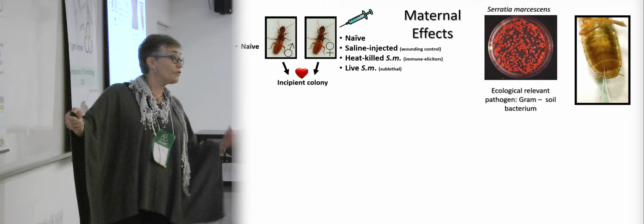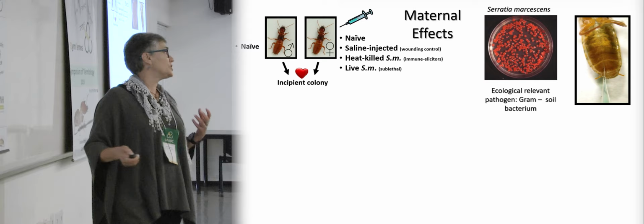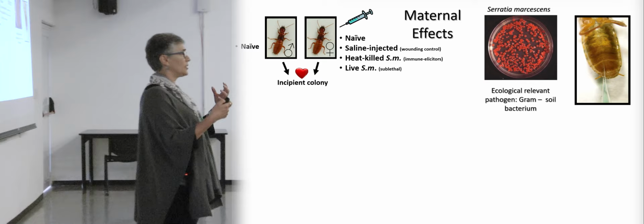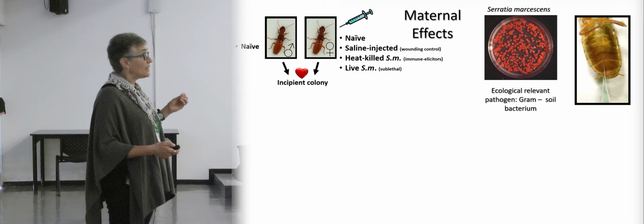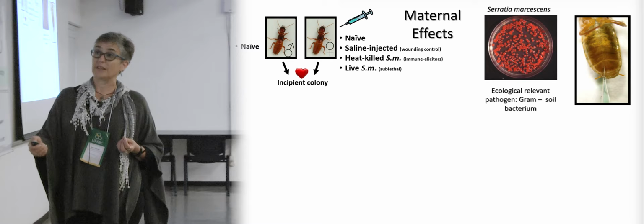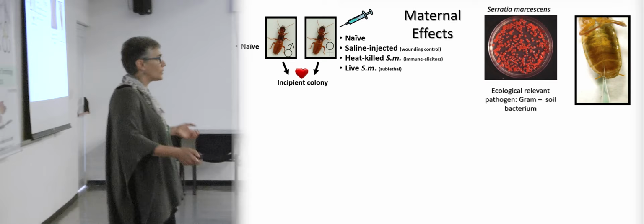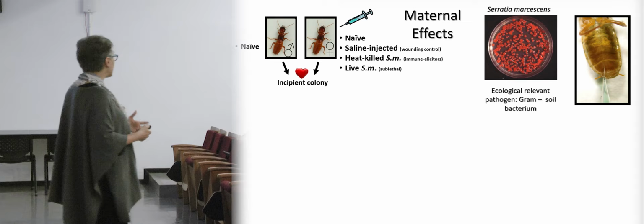The first one was what we call heat-killed, which is really just a vaccine, okay? We boil this bacteria and we're providing the termite with the pieces that do not really make the animal sick, but it induces an immune response, a vaccine. And then we also have live bacteria here. And this was a sublethal dose because we didn't want to kill everyone. We just wanted to give them a good immune challenge without killing them so that we could see the cascading effects in the progeny. And after doing that, we put them together in a petri dish like that.